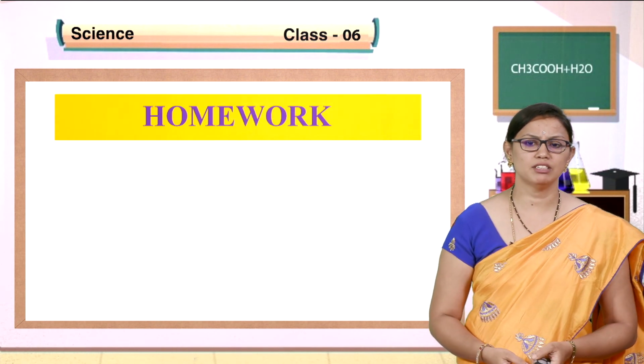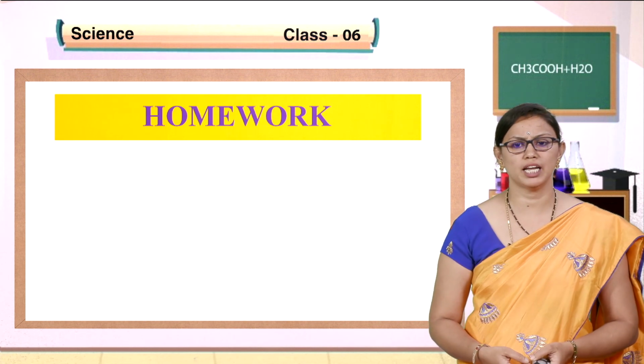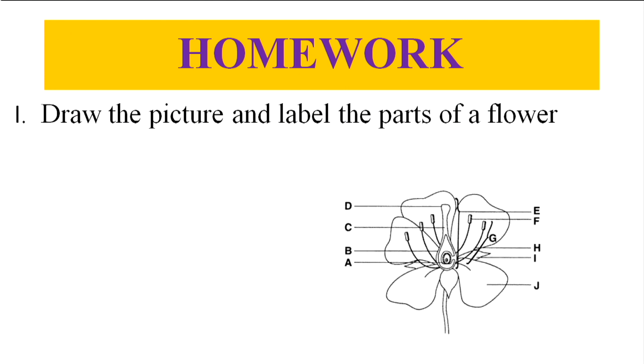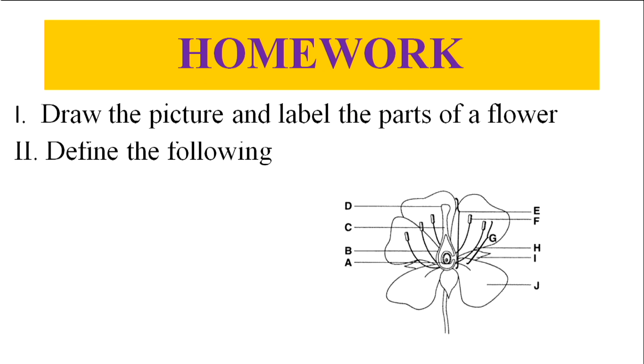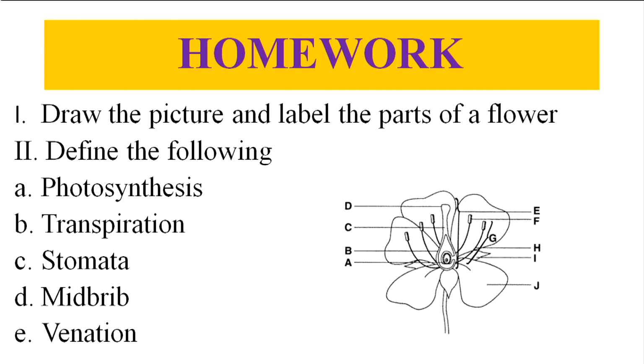So let us have an assignment. Take homework, children. It is a very simple homework. Draw the picture and label the parts of a flower, so you should know the parts of flowers. And the second question, define the following: photosynthesis, transpiration, stomata, midrib, venation. I hope you have understood.